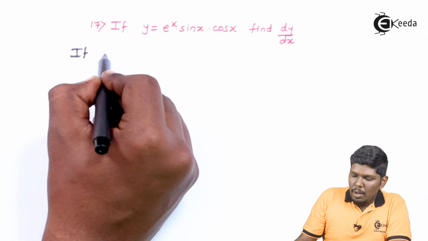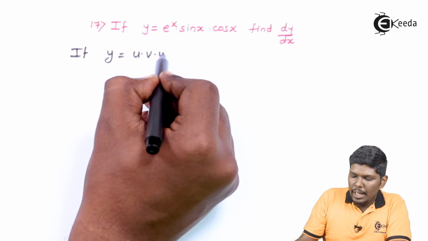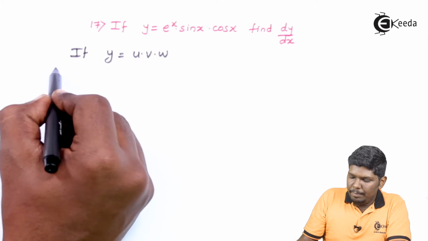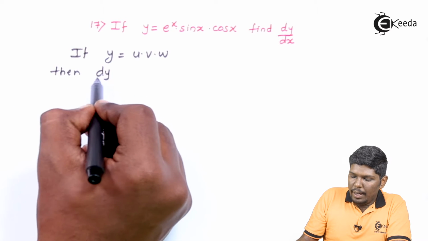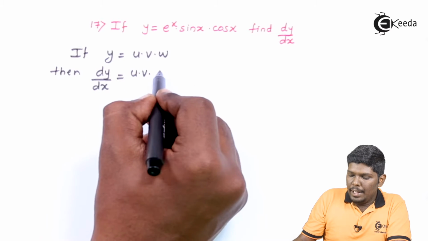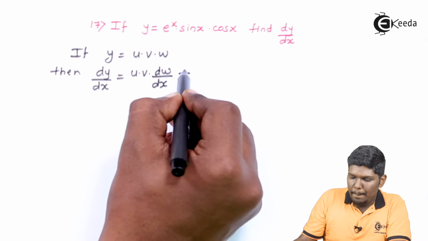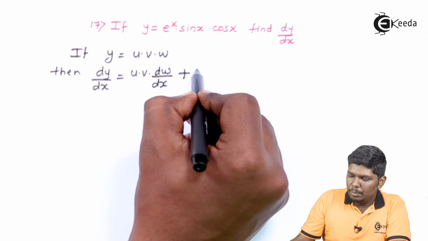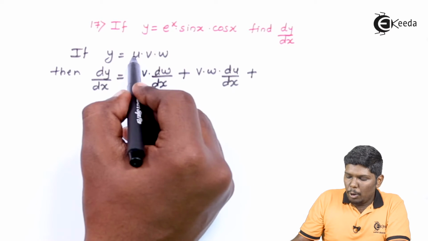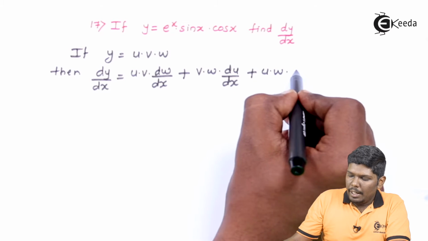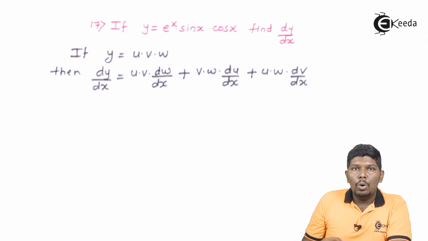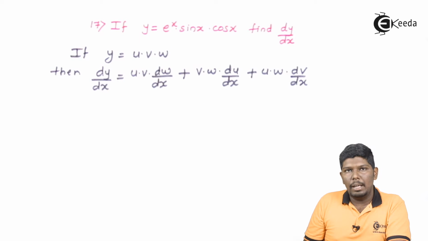If y is equal to u into v into w, where u, v and w, all the three functions are in terms of x, then derivative of y with respect to x is written as: consider first two terms uv, then derivative of w, dw by dx, plus take the next combination vw, derivative of u, the remaining part, plus the last combination uw, derivative of v, that is the remaining part. So this is called the UVW rule, only used when there are three functions which are multiplied.